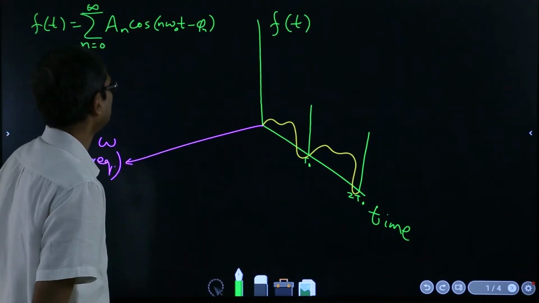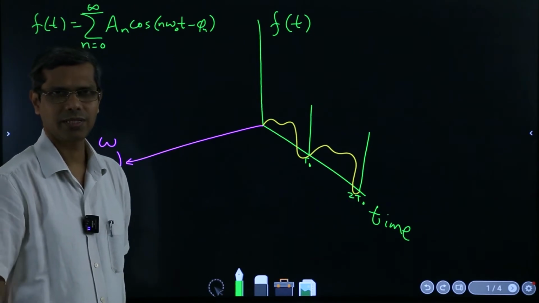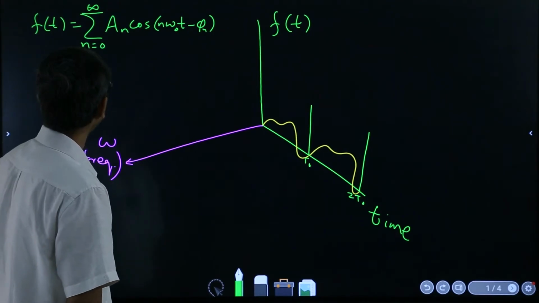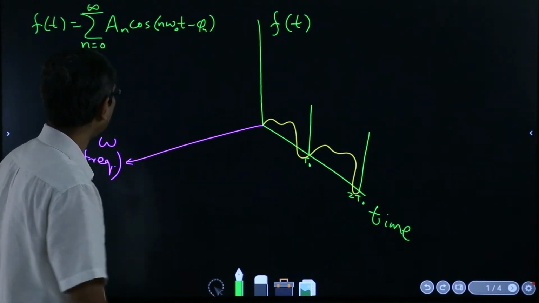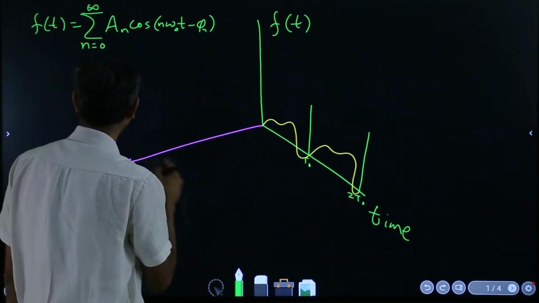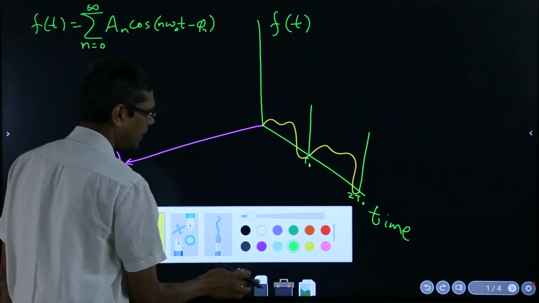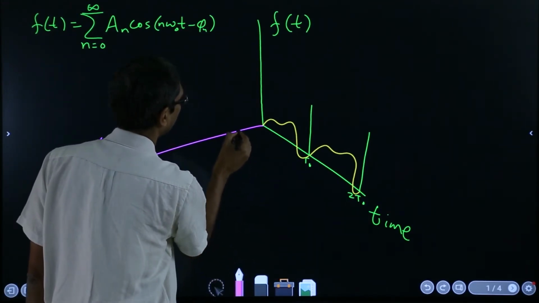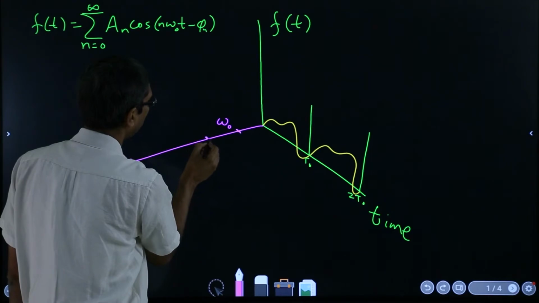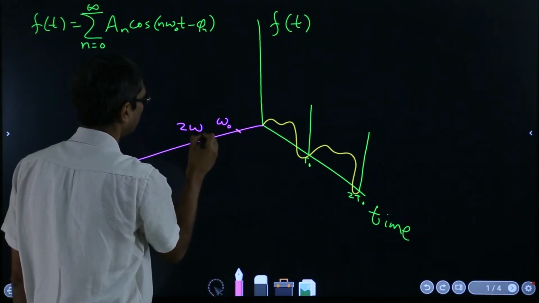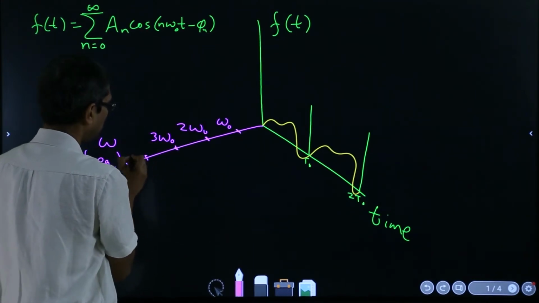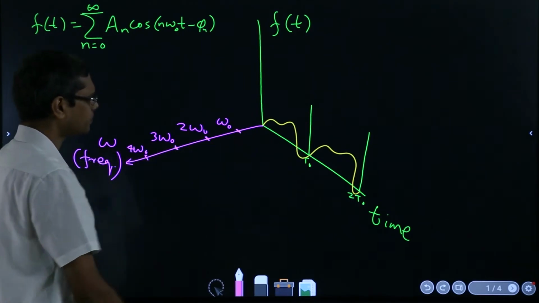Now assume that a naught is 0, that means there is no DC value for the function, just for simplicity. Then what do we mean by n equal to 1 when plotting? When n is equal to 1, we should plot at omega naught. Let's say omega naught is somewhere here. So this is the point omega naught, here it will be 2 omega naught, here it's 3 omega naught, and here it's 4 omega naught, and like that.